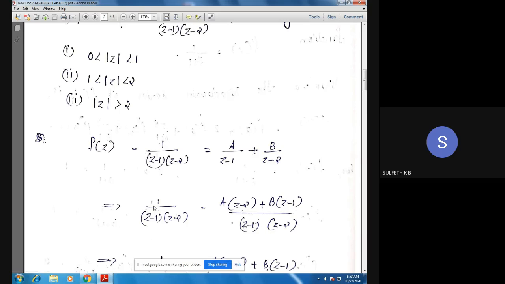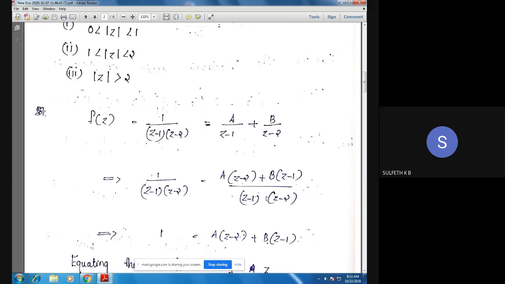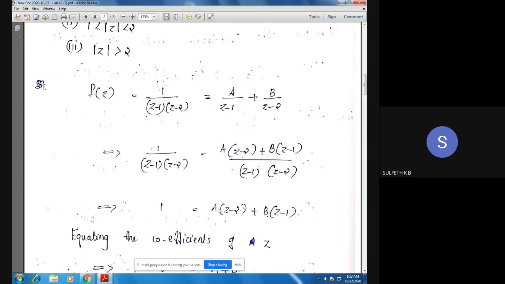Therefore, we want to find the values of A and B. Which implies 1 divided by (z minus 1)(z minus 2) equal to, we can cross multiply these terms, will get A into (z minus 2) plus B into (z minus 1) divided by (z minus 1)(z minus 2). Then the LHS denominator and RHS denominator is the same term, (z minus 1)(z minus 2), will get cancelled. Therefore, remaining terms are 1 is equal to A into (z minus 2) plus B into (z minus 1).